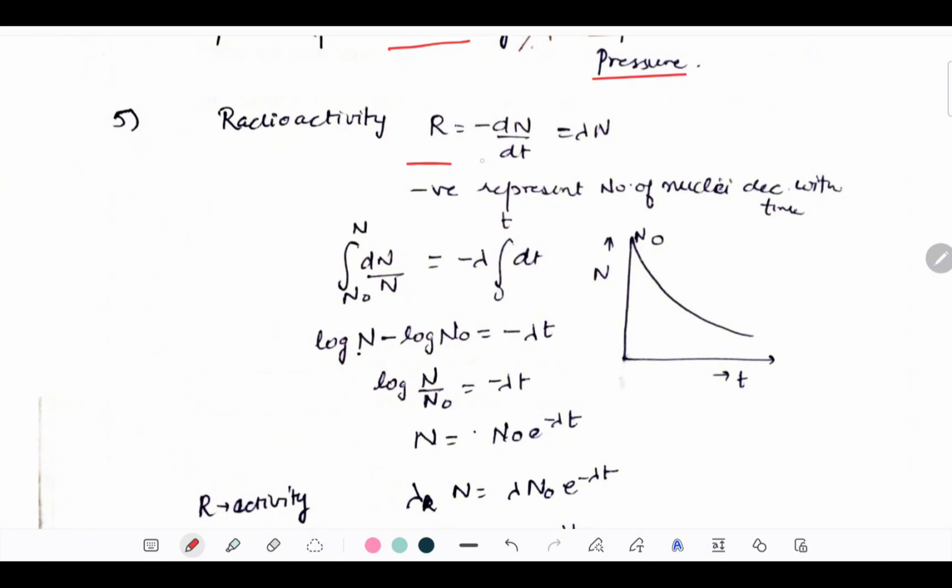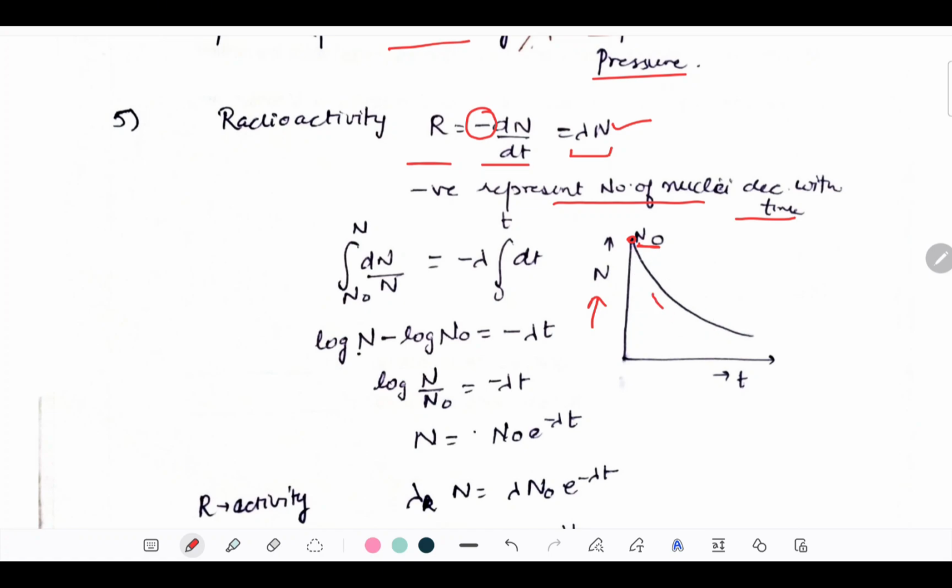to the rate of disintegration, which is directly proportional to the disintegration constant and the number of nuclei present, and the negative sign here represents that the number of nuclei is decreasing with time. If we plot a curve between the number of nuclei and time, at time 0 there will be N naught, that is the total number of nuclei present, but with the increase in time the nuclei start disintegrating and it decreases in this form. It decreases in an exponential form.